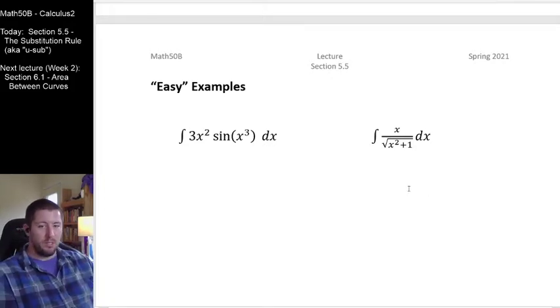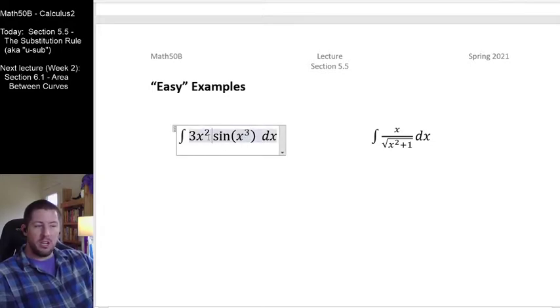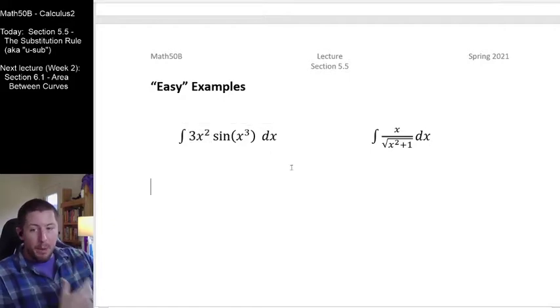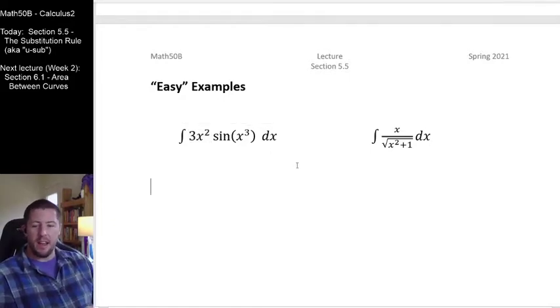So the reason I'm putting this under the category of easy examples right here is because even if you're not down with u sub yet, everybody can see that we easily have an expression and its derivative contained and related by multiplication within the integrand right here. So this does seem to me to be a very perfect candidate for u substitution.